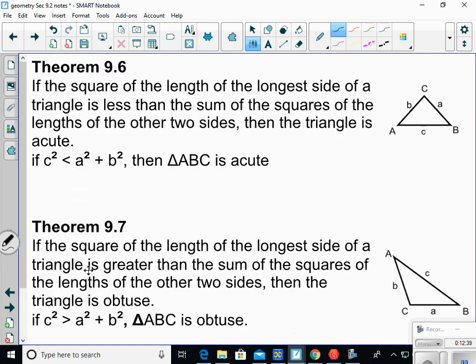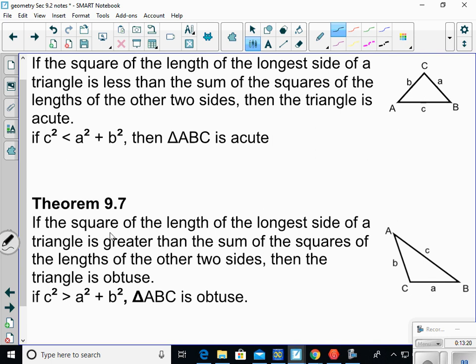Alright, so moving on. Theorem 9.6 and Theorem 9.7 help us determine, if we have 3 side lengths and they don't make a right triangle, what kind of triangle they make. Theorem 9.6 says if the square of the length of the longest side of a triangle is less than the sum of the squares of the lengths of the 2 other sides, then the triangle is acute. So if I square the longest side, and that is smaller than the other 2 sides squared and added together, then I have an acute triangle.